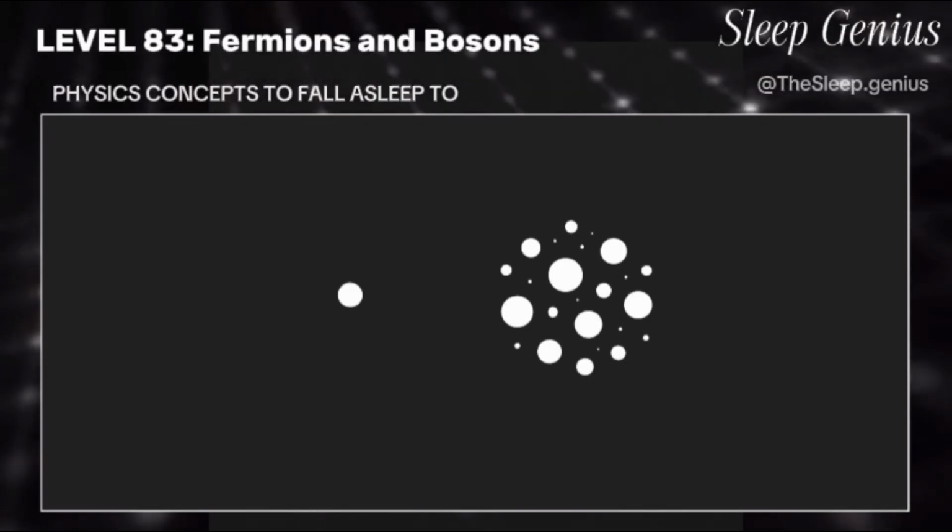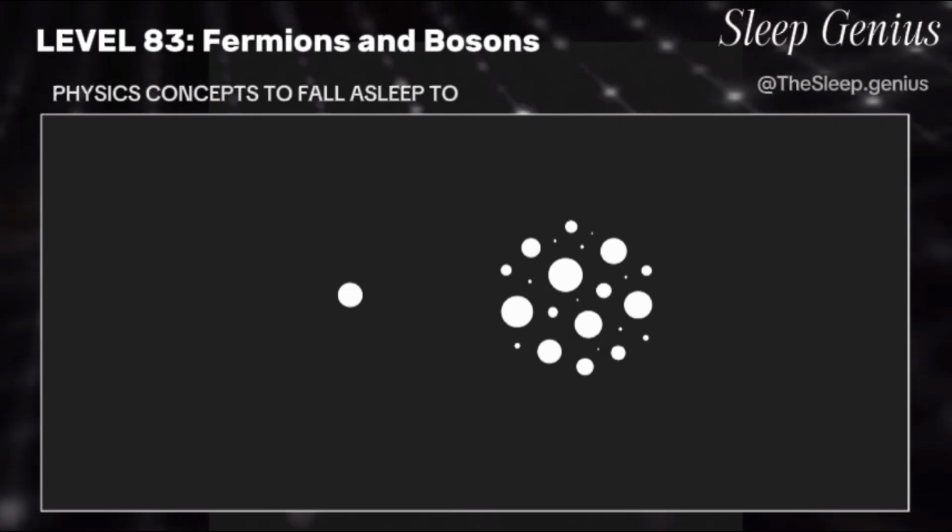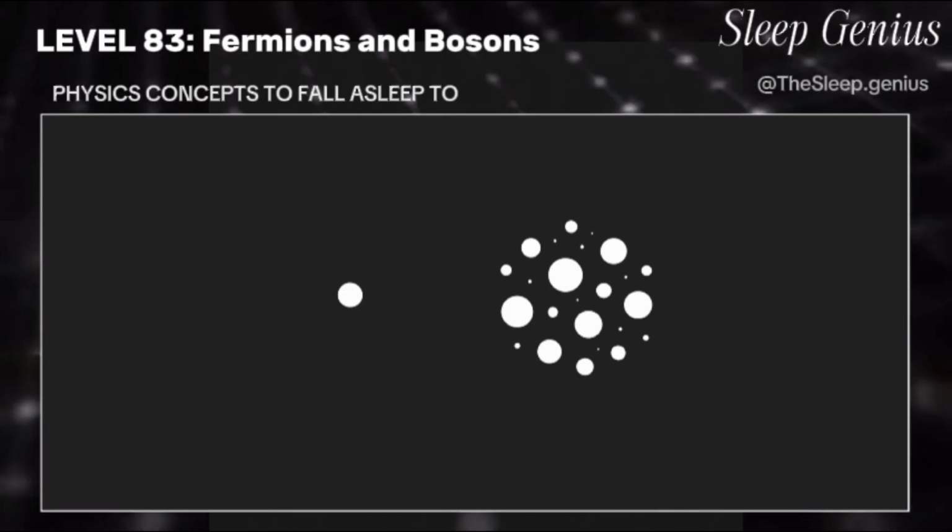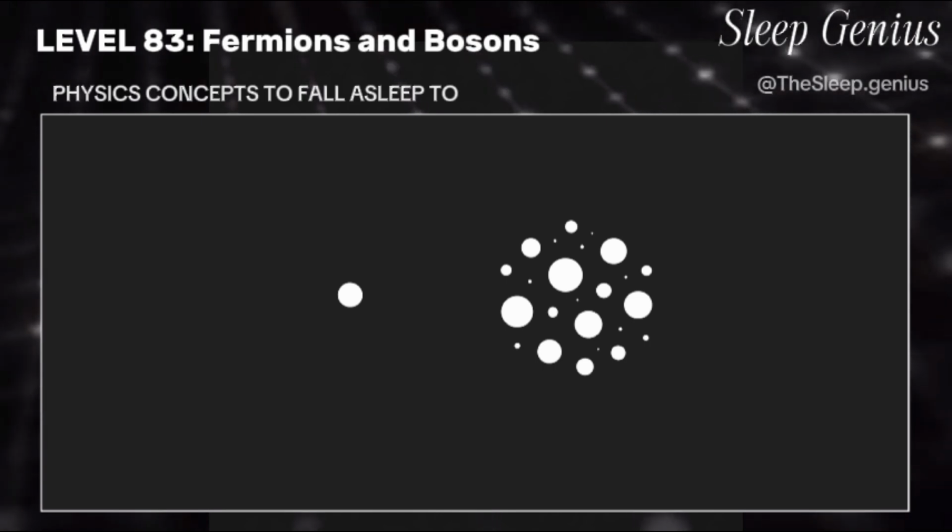Fermions and bosons are two fundamental types of particles in the universe. Fermions, like electrons and protons, form the matter around us. Bosons, like photons, carry forces that make interactions possible. These particles shape the world in ways that are invisible yet powerful, creating patterns unlike anything we see in everyday life.